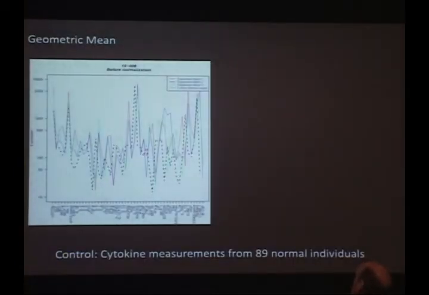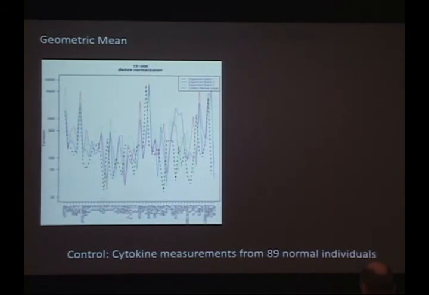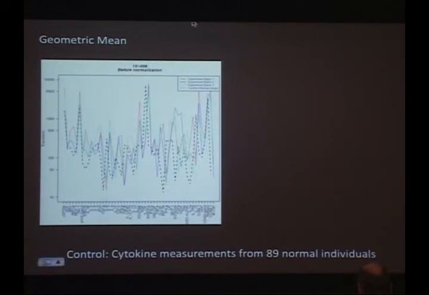What I'm showing here is a geometric mean based normalization. We have a lot of these cytokine expression values for normal healthy individuals. We extracted all this info for about 90 individuals, where we have estimated the normal range of these 50 cytokines.